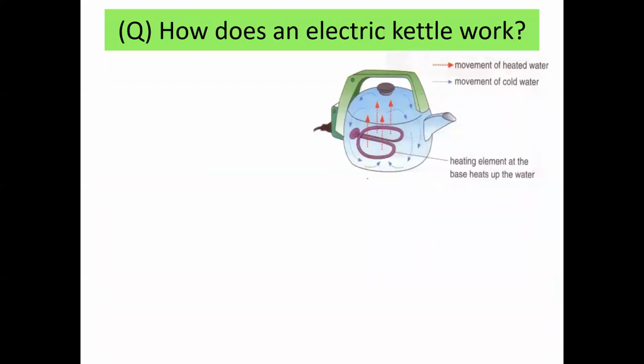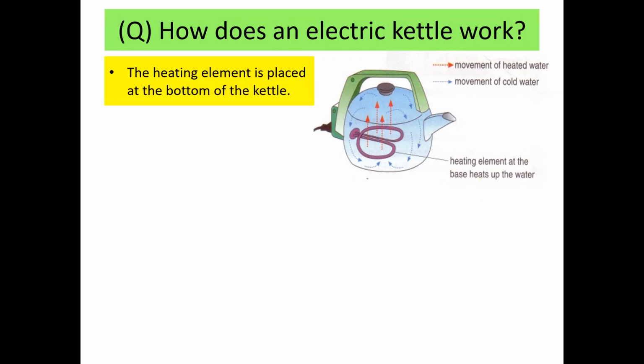So, how does an electric kettle work? Pause your video and try and use the diagram on the right-hand side to explain how this kettle works. Right, well, the heating element is placed at the bottom of a kettle. That's not clear necessarily from this diagram actually, but it would be at the very bottom of the kettle.